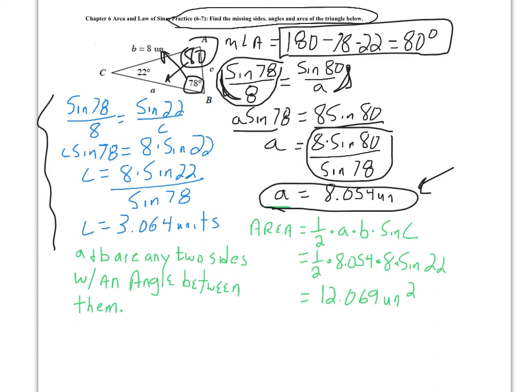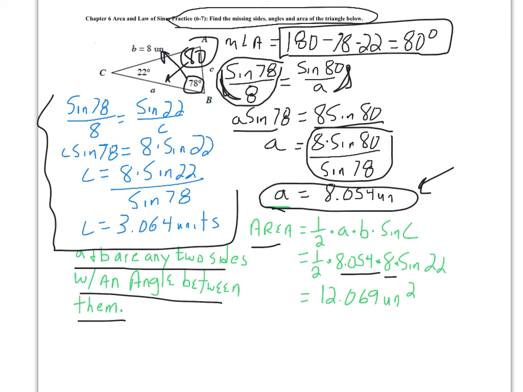Over here, you can look through this. I found side C to be 3.064 units. And then finally now for the area. Remember, you can use any two sides as long as there's an angle between them. And so I'm going to use A and B from up above. A happens to be 8.054, B happens to be 8, and the angle between them is 22 degrees, so I have the sine of 22. Type that into your calculator, and the area of this triangle is 12.069 units squared.